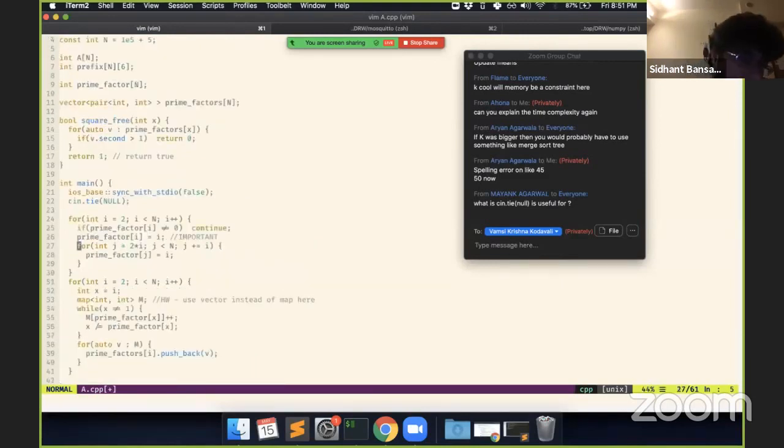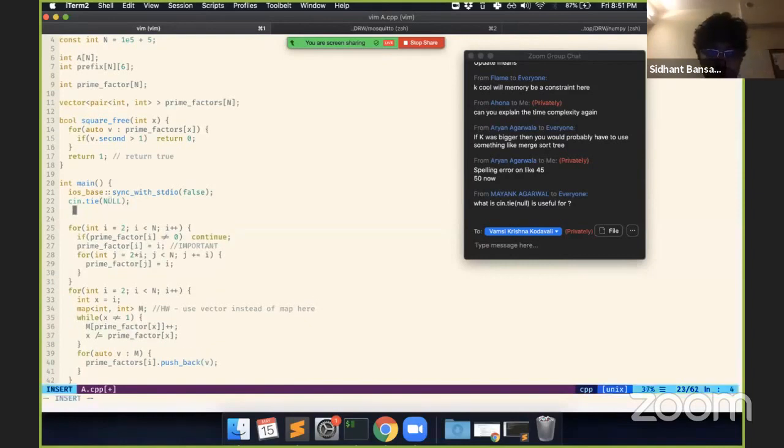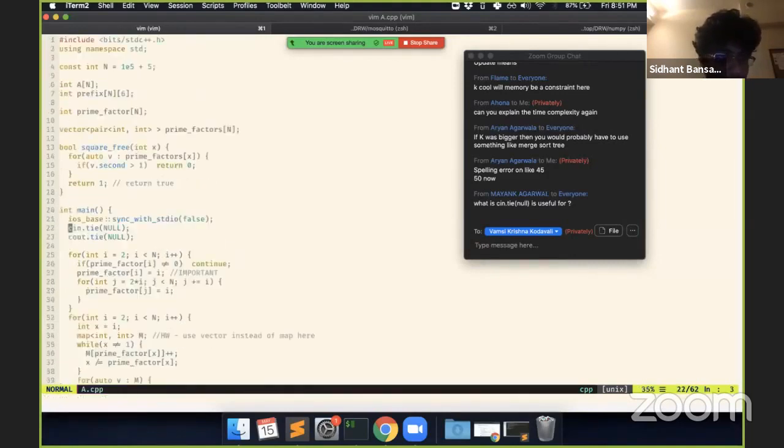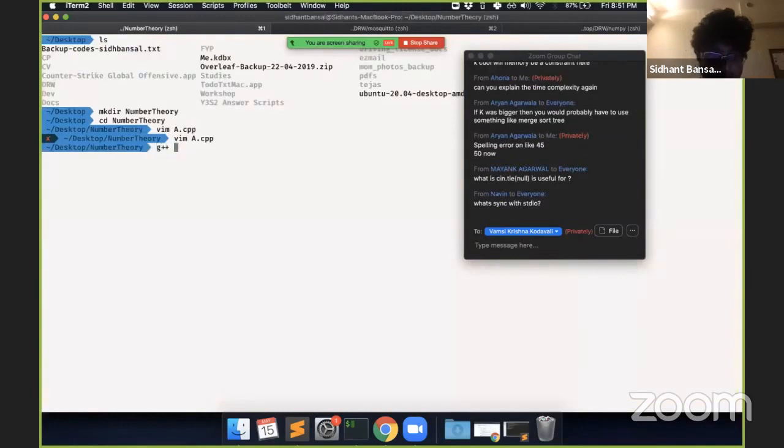Okay, Mayank, I won't go through it. It's just fast input output. I know the meaning of sync with stdio, but I don't really know the meaning of cin.tie. But I know that this thing is required to make it as fast as scanf and printf. You can even add cout.tie, which makes cout slightly faster. I think this code should work right out of the box.